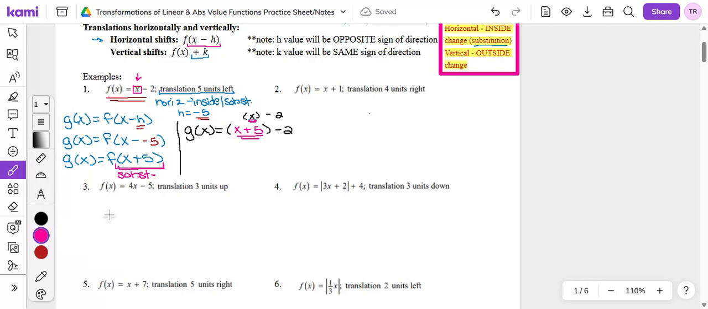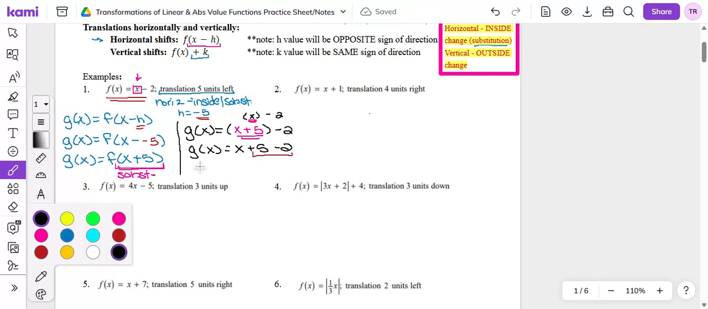And now I'm just going to solve this. Okay, so x plus 5, there's nothing to distribute, so that can drop down. It's just x plus 5 minus 2. And then I can combine my like terms, right? This 5 and the minus 2. So my new function is g of x equals x plus 3. 5 minus 2 is 3.